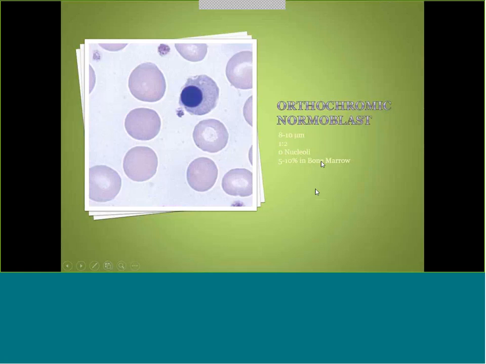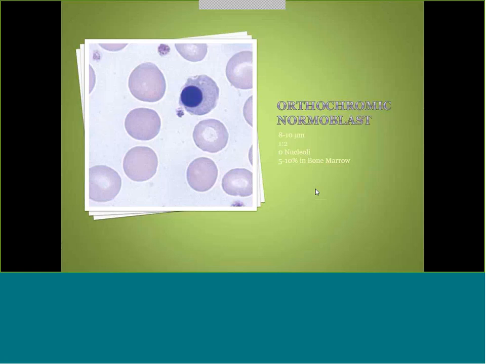Orthochromic, by far, out of any of them, should be the easiest. And out of all of these, you'll see this one the most in the regular blood. So all of these are happening in the bone marrow, but in certain diseases, some of these spill over and come and you can see them in the blood. This is probably the one that you'll see the most commonly in the blood.